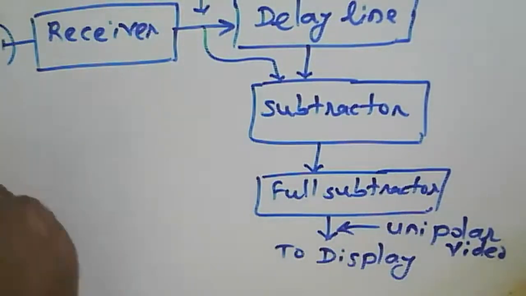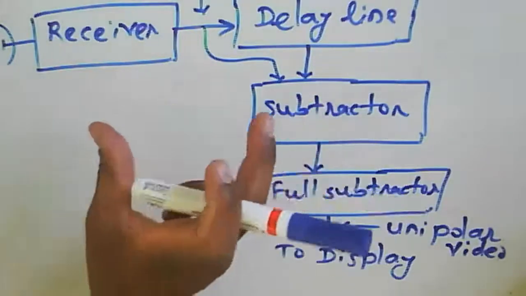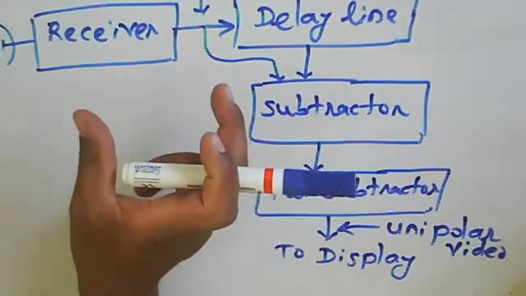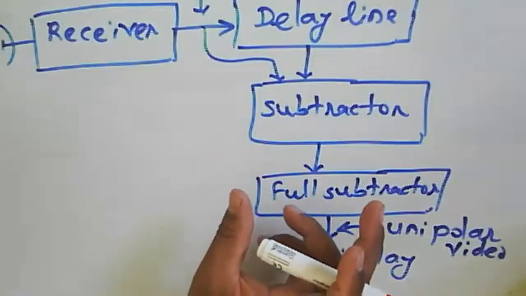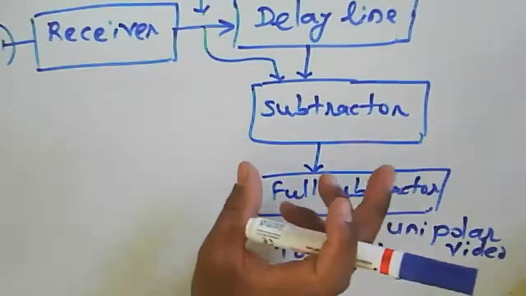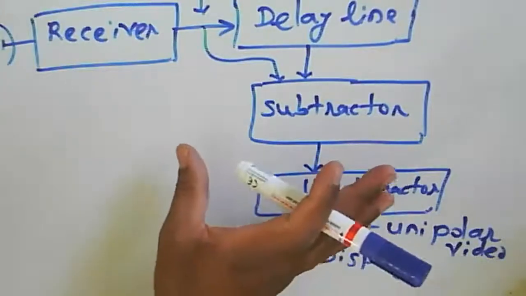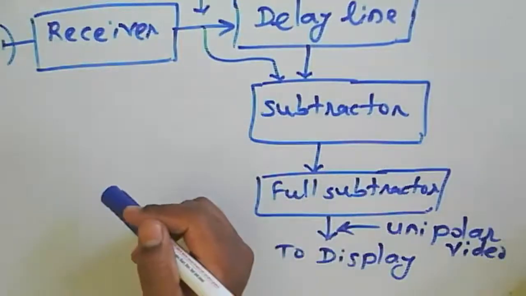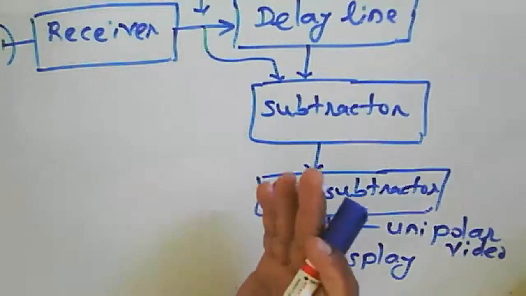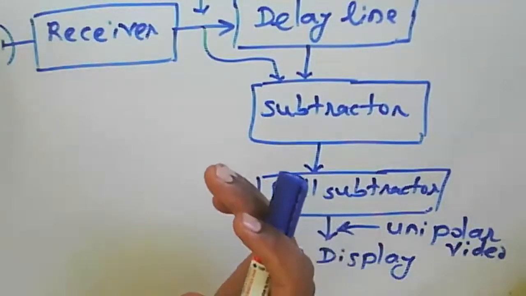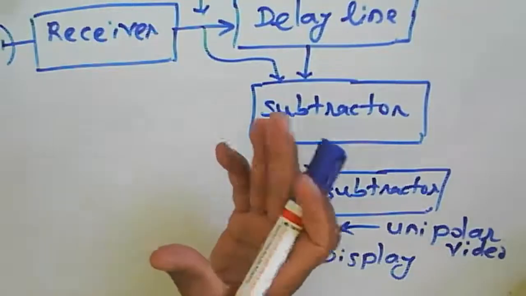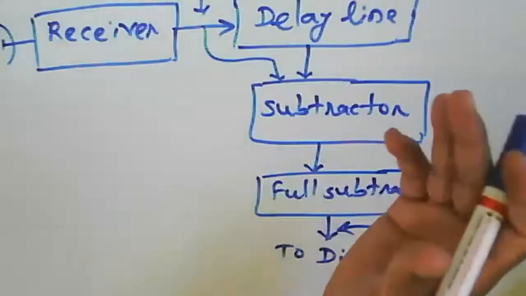So generally, this delay line canceller acts as a filter. It just eliminates the component from the fixed target, because the clutter we are getting is from the fixed target. So it eliminates only the component from the fixed target, and it will pass only the component we are receiving from the moving target.